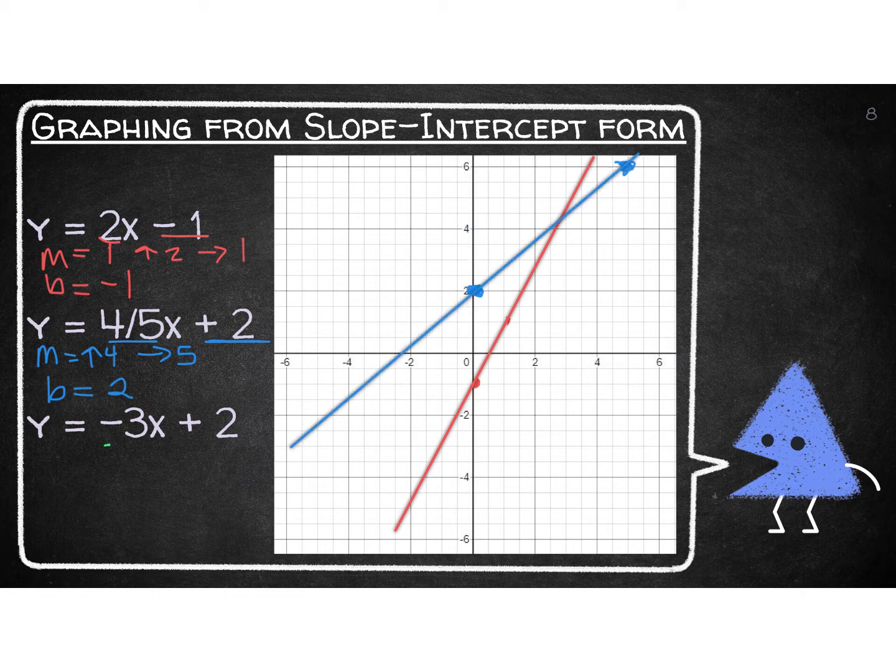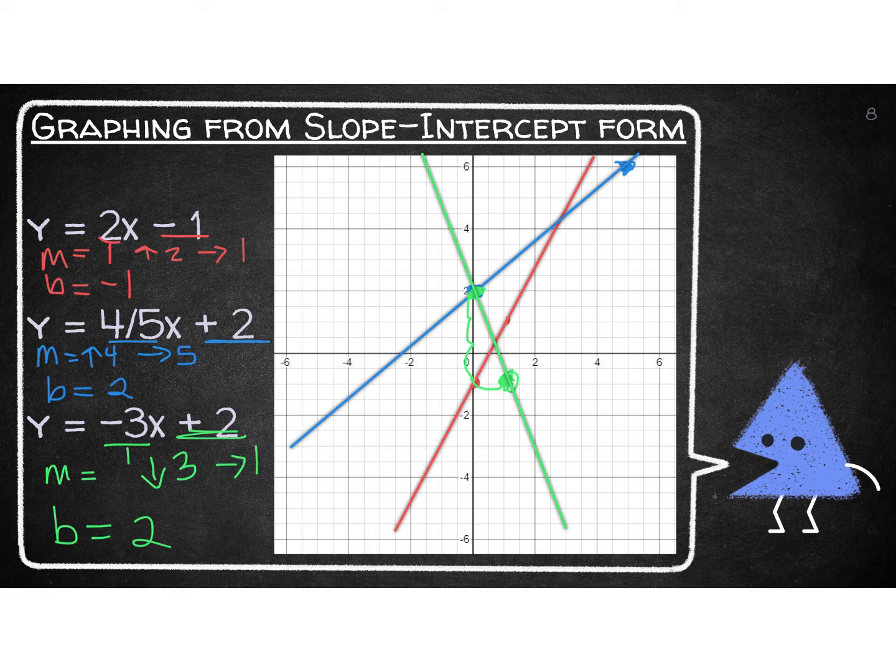And the last one, the m is before the x, so the m is negative 3, which is like saying negative 3 over 1. So we're going to go down 3 and over 1 on that one. And then my b is the thing by itself, which is a positive 2. So again, I'm going to cross at positive 2 on this one, but I'm going to go down 3, 1, 2, 3, and over 1. And then I draw my line between those points. So that would be what my graph would look like.